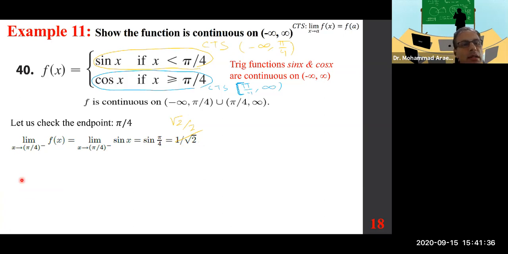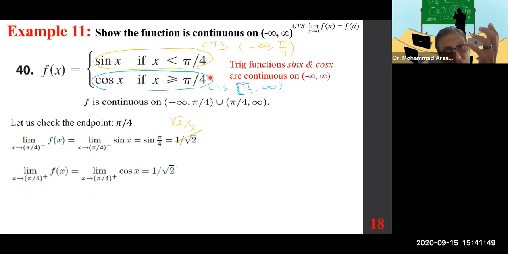So that's the limit as we approach pi over 4 from the left. Now, from the right, we use the second branch, second piece, okay? So we're going to use cosine, all right? When we do that, as you know, sine and cosine, both of them at pi over 4 are equal to square root of 2 over 2. So the limit does exist.